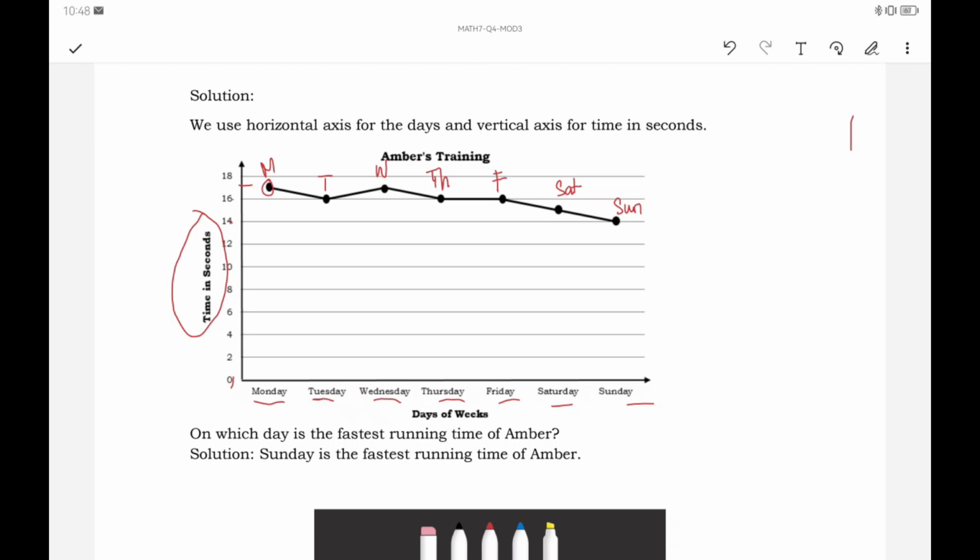So let's answer the questions. On which day is the fastest running time of Amber? As we can see on the table, the fastest running time of Amber is Sunday. Why? Because on Sunday, Amber got only 14 seconds, which is the fastest one. Okay, now let's have example number 2.